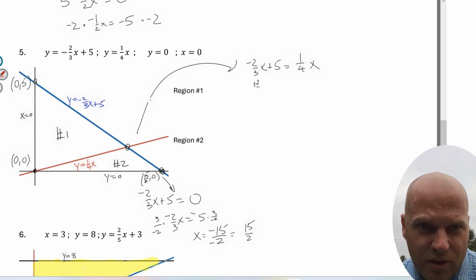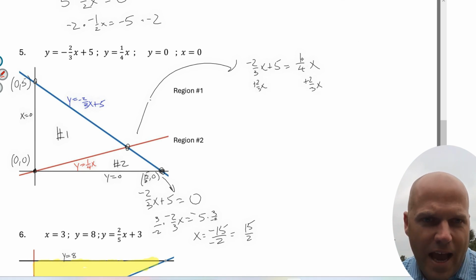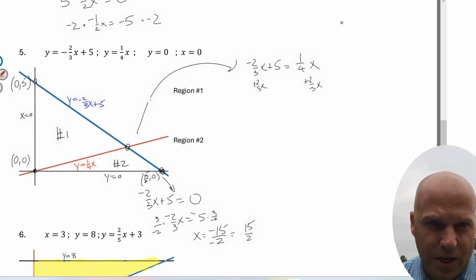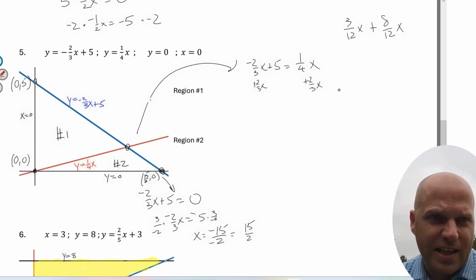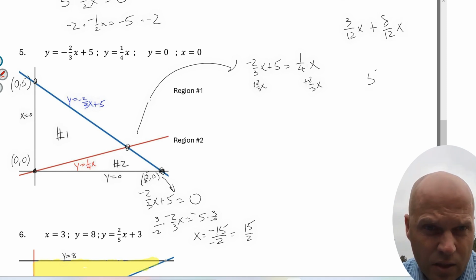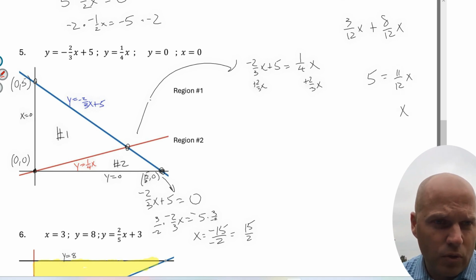Now we got to find this one. All right, so I'm going to add the 2/3 of an x to both sides. I need to add a quarter and 2/3. I need a common denominator. I'm going to multiply the top and bottom by 3 to get 3/12 x plus top and bottom by 4, 8/12 x, and I get 11/12 x. So 5 equals 11/12 x.